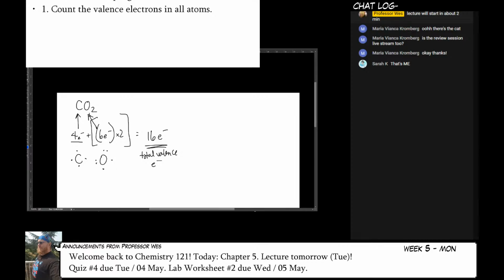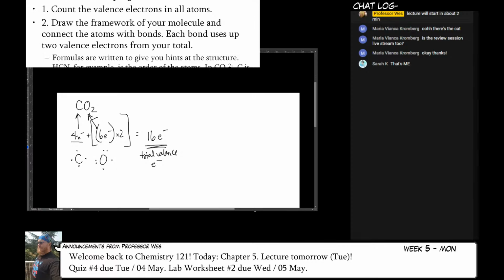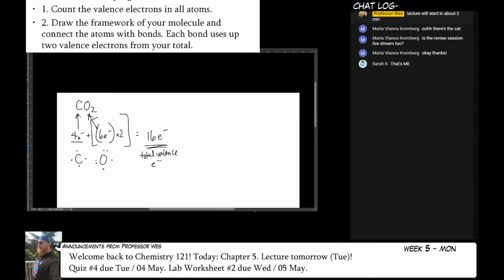Once you have counted the number of electrons, now we can make our framework. So the framework is going to be based off of how our formula is written. The first atom is going to be the central atom. The exception is if the first atom listed is H. H can never be the central atom, because H can only bond to one thing. It only makes a bond to get 2 electrons, right? So let's draw our framework. I'm going to put the C in the middle, and I'm going to put the O's around the outside. You can put them wherever you want. It doesn't matter, as long as the C is between them somehow.